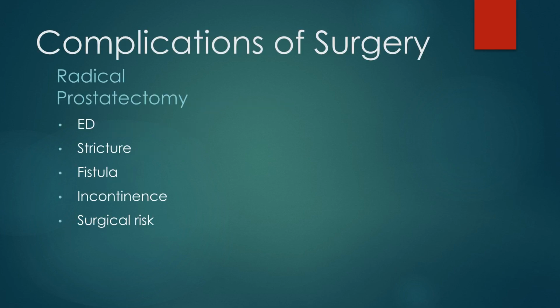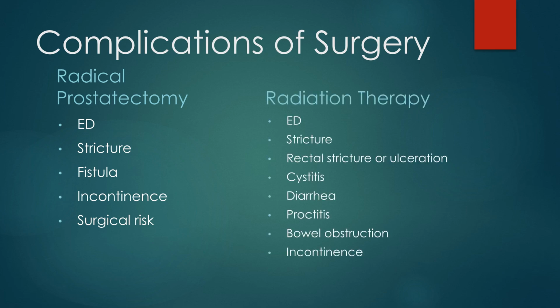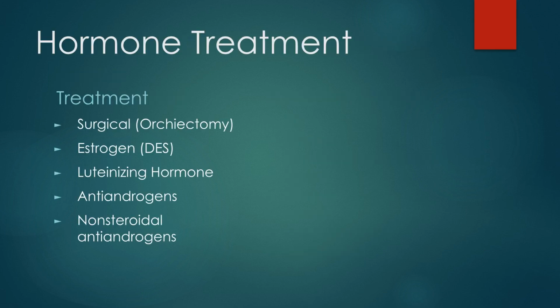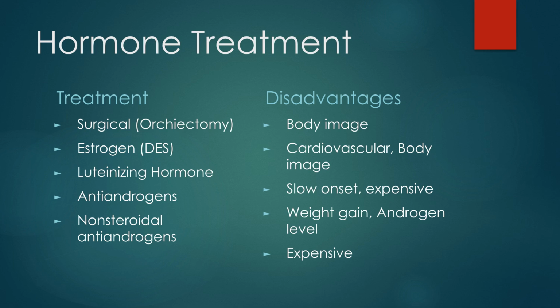Complications of radical prostatectomy include erectile dysfunction, stricture, fistula, incontinence, and general surgical risk. Radiation therapy complications involve erectile dysfunction, stricture, rectal ulceration, cystitis, diarrhea, proctitis, bowel obstruction, and incontinence. Hormone treatments include surgical orchiectomy, estrogen, luteinizing hormone, and various antiandrogens. Disadvantages can involve body image issues, cardiovascular risks, slow onset, weight gain, and expense.